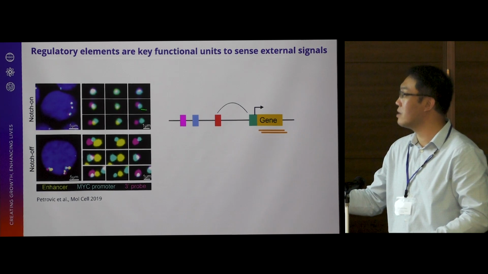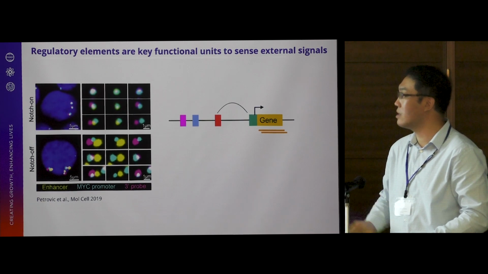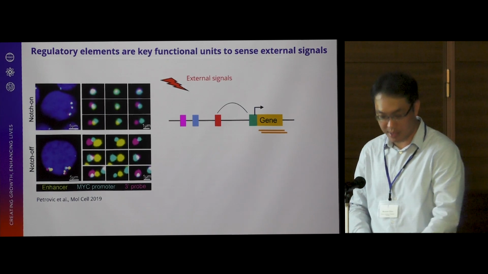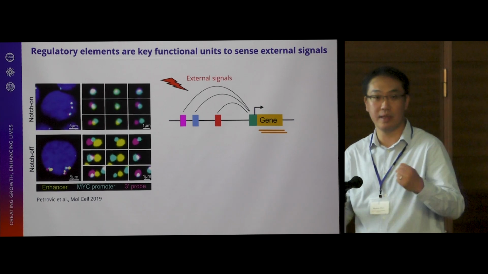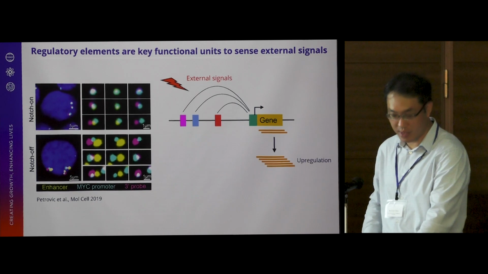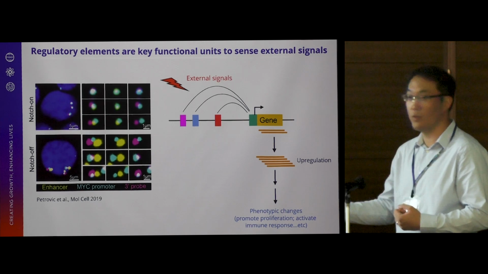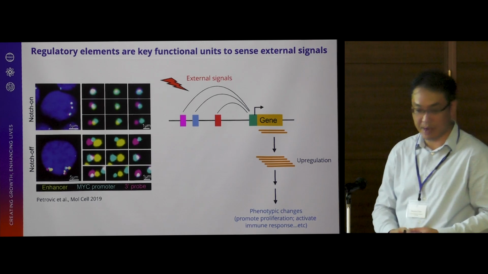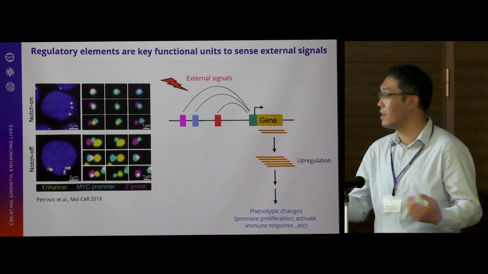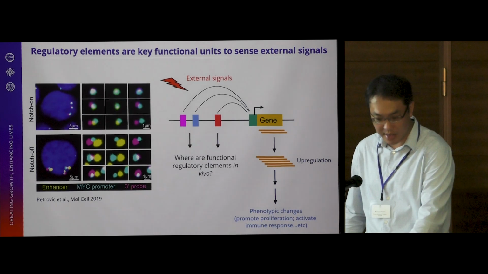So the current model is, we know gene expression is controlled by the promoter and also controlled by the distal regulatory element. And when the external signal comes in, it will trigger more interaction to, for example, activate the gene expression here, and then that will cause, for example, maybe promote cancer cell proliferation or activate immune response. And this gene regulatory mechanism is fundamental in all cell types. So that's the topic we are studying right now.